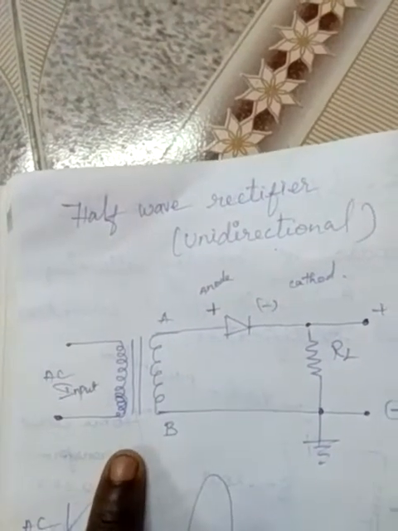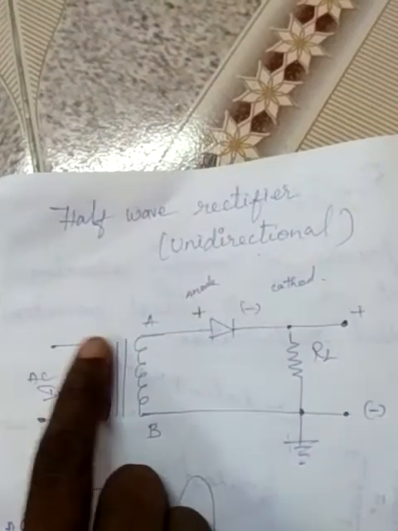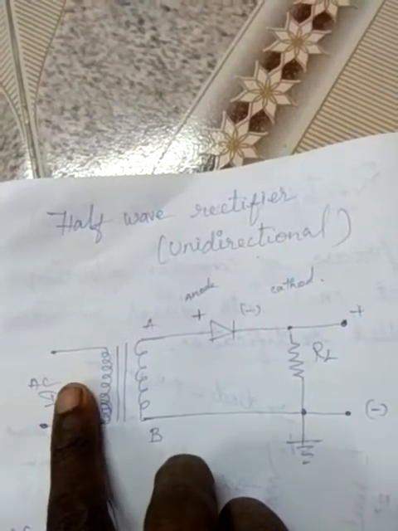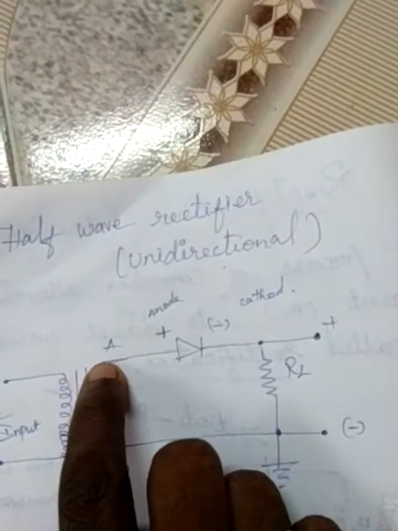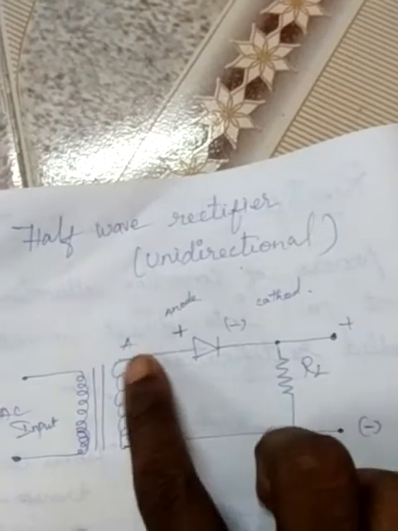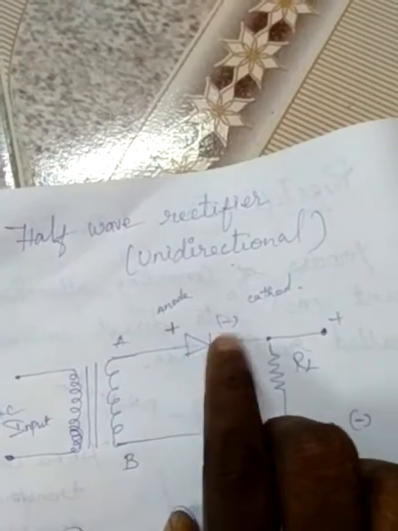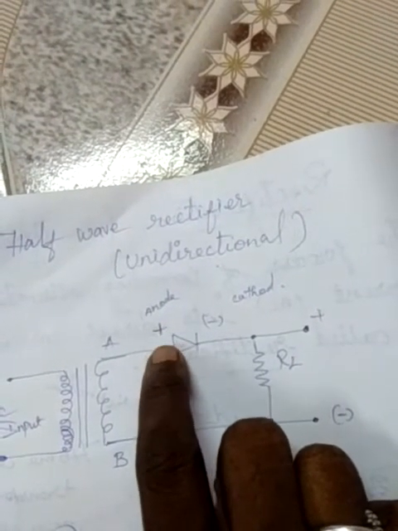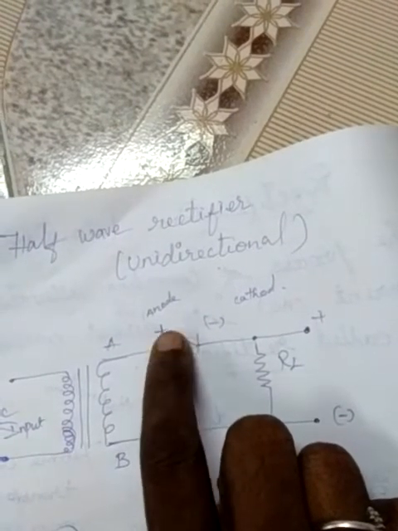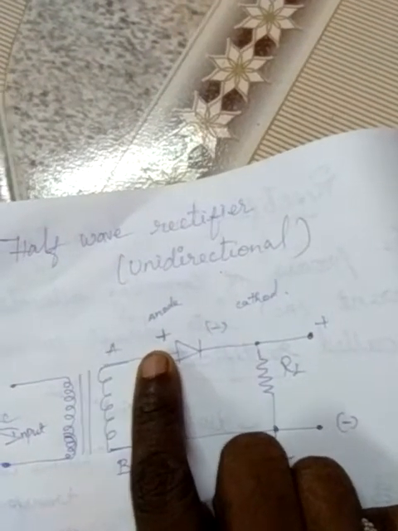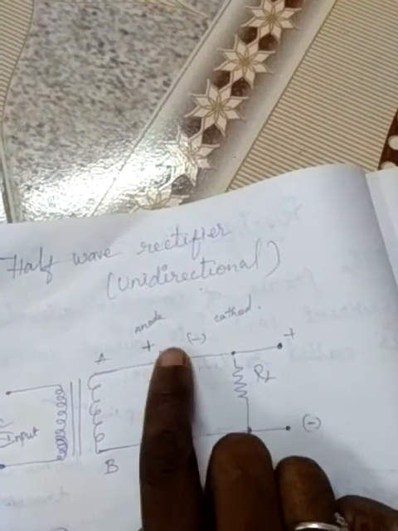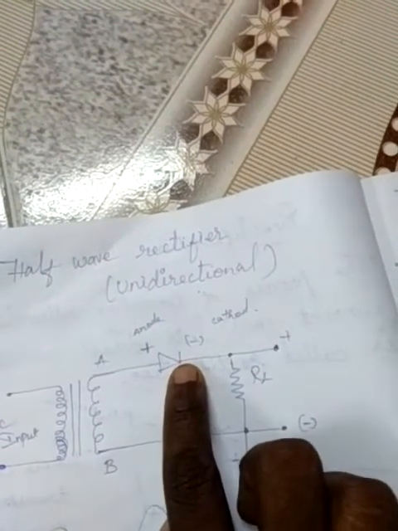You see that this is an AC input, and it is a transformer. Next, the AC we connect to this point A, and this point B. The A is connected to the anode of this PN junction diode. The long line, this is a diode, is the positive side, that means the anode. Next, the sharp edge is the negative side, which we call the cathode.